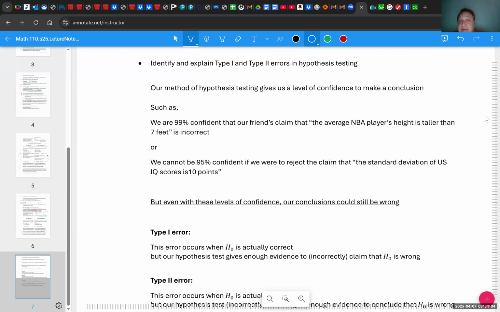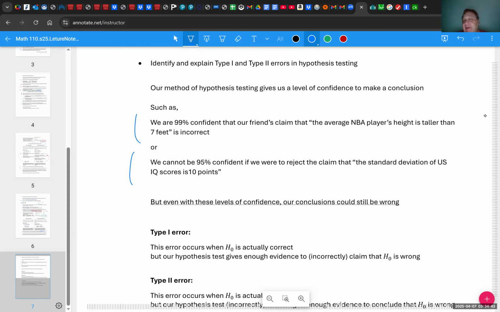So the stats people just kind of emphasize that being 95% confident still means there's a possibility that we're incorrect, right? I'm 95% confident that the magician's coin was not a 50-50 coin, but I'm not 100% confident, right? Like we can be 99% confident that our friend's claim that NBA players' height is taller than 7 feet is incorrect. But that means we also have a possibility that the friend was correct, and our evidence just didn't show that, right? So it's definitely possible, although we are 99% confident that we can reject their claim, or we can be 95% confident that we cannot reject the claim, right?